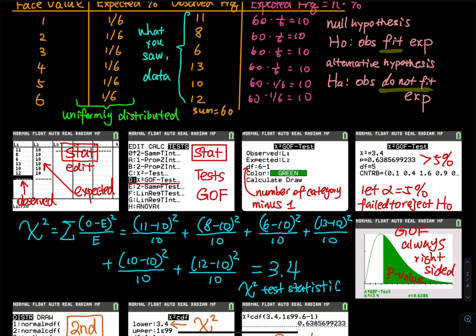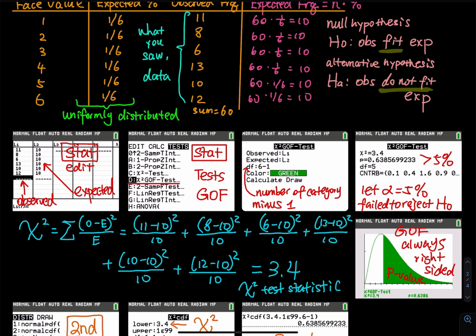And then the next face value equals 3. Observed is 6, expected is 10, 6 minus 10 squared divided by 10, and then face value 4, you have 13 minus 10 squared divided by 10, face value 5, 10 minus 10 squared divided by 10, and then face value 6, 12 and 10, so you do 12 minus 10 squared divided by 10, and then if you want to find out each individual quotient, you can find it in C.